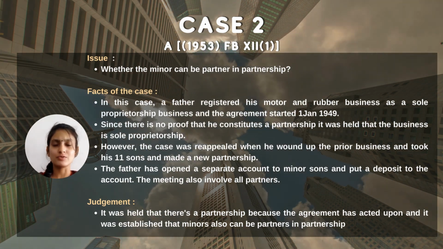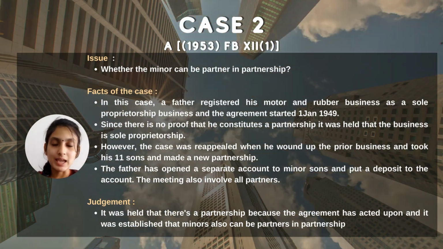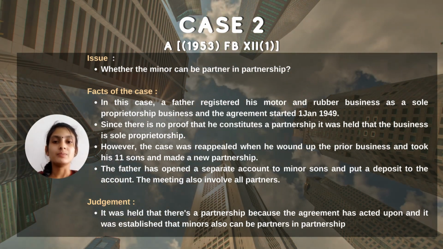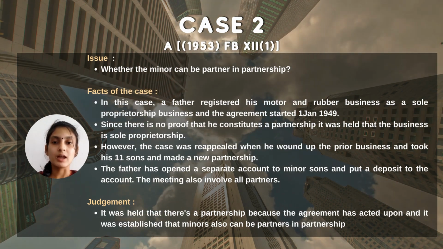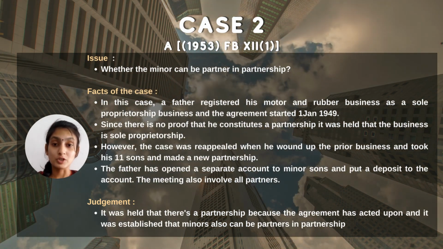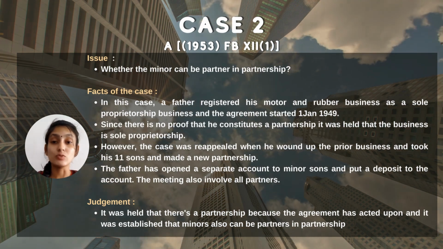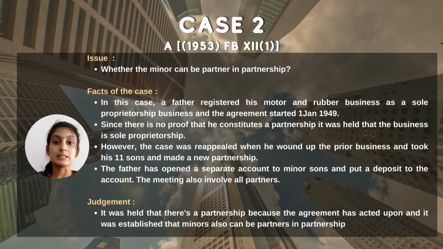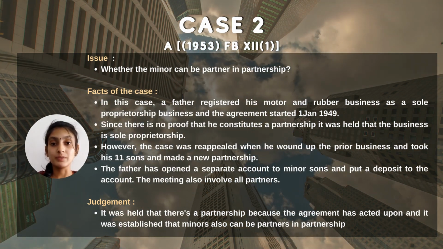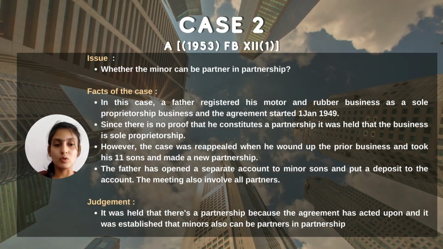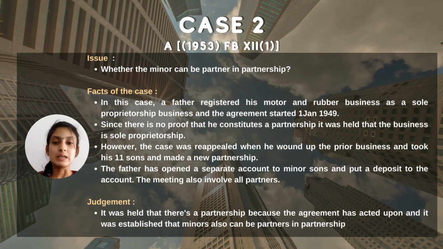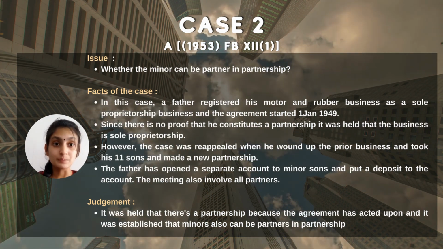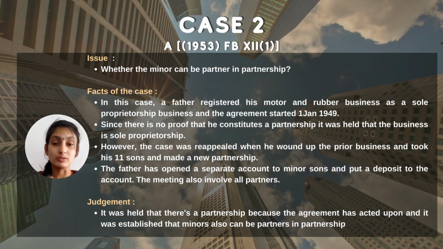So just the thing that you have to know is what happened in this case. At first this father was having a sole proprietorship business, but since there was no proof that he entered into a partnership, the judge held that it is a sole proprietorship business but not a partnership business. So after that, what he did was he wound up the prior business and entered into a new partnership with his own 11 sons.